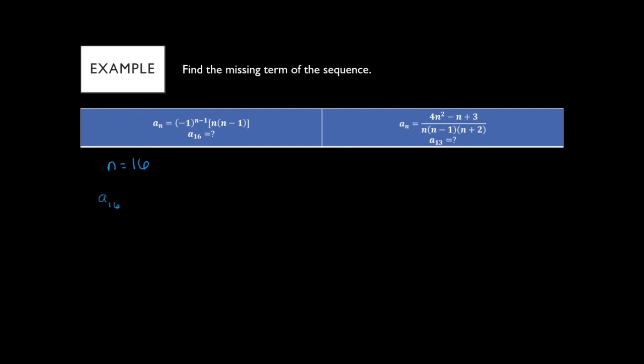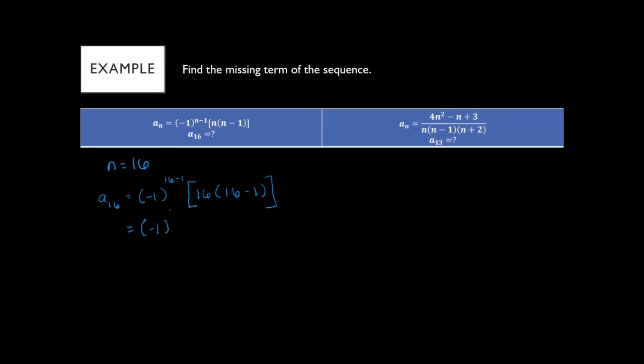So a sub 16 is going to be -1 to the 16 minus 1 bracket. Let's see, 16, then 16 minus 1. And it looks all very complicated. Sequences do kind of have more complicated formulas than maybe a regular equation would be. I am not sure why this is. It's just in my experience, they tend to be much more complicated than regular equations. But we're just basically following the order of operations here in order to determine what this missing term is.